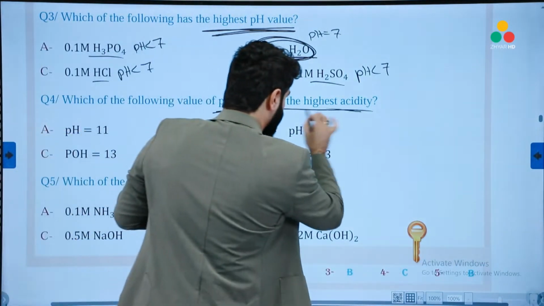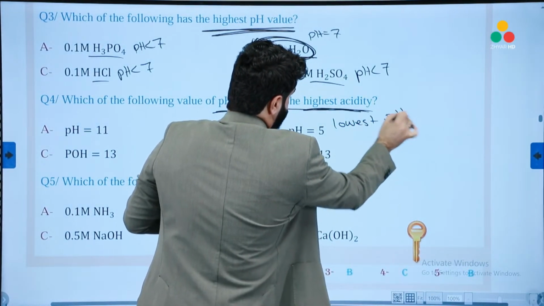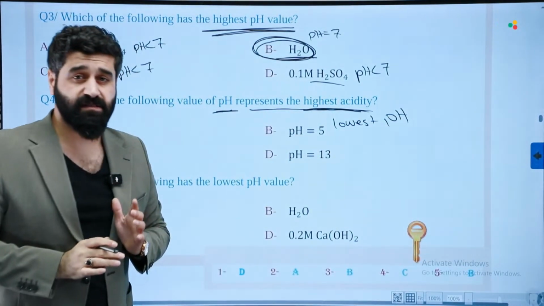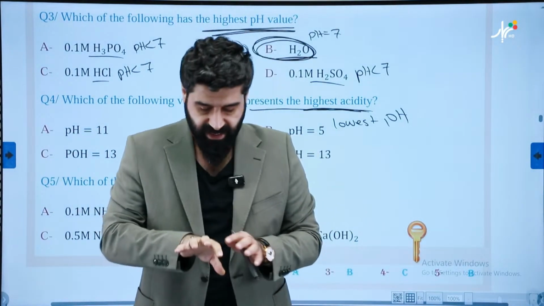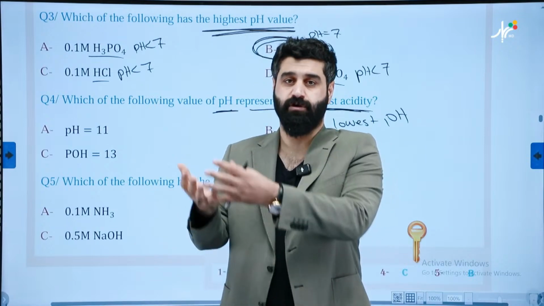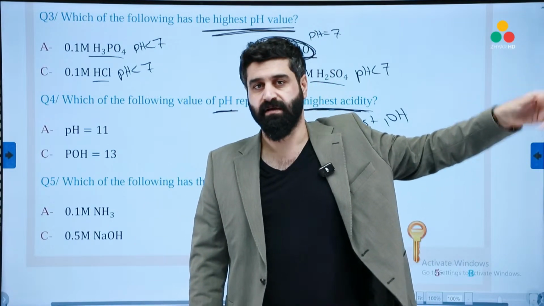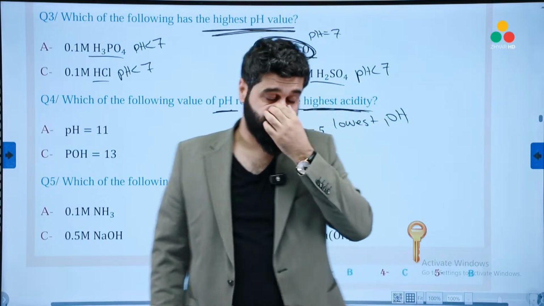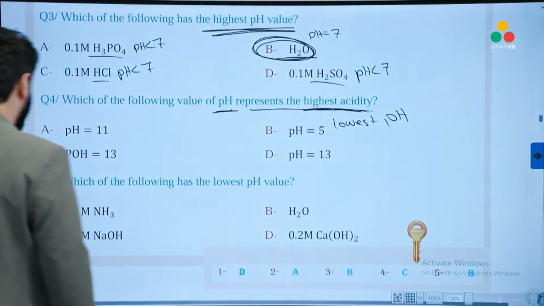Highest acidity means lowest pH. Be careful. Highest basicity, highest pH. Highest acidity, lowest pH. Look, as the pH value gets closer to 0, the acidity must increase. As the pH value increases and goes to 14, the basicity, alkalinity must increase. So now, highest acidity means lowest pH value.